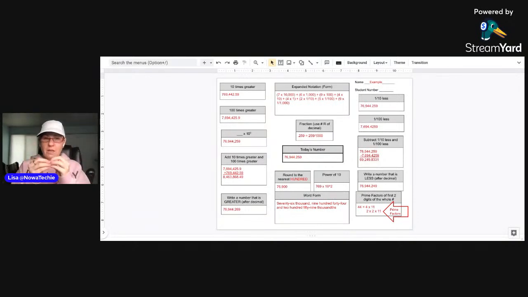So they start making those connections as to the place and how it's said, and the meaning behind 259 thousandths and what it takes to make a whole out of that. So my students found it really powerful.